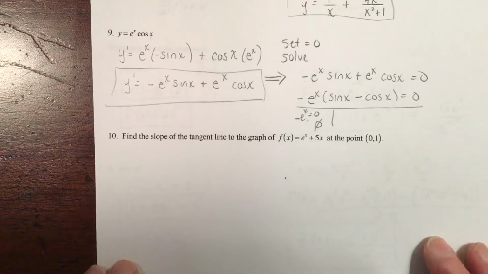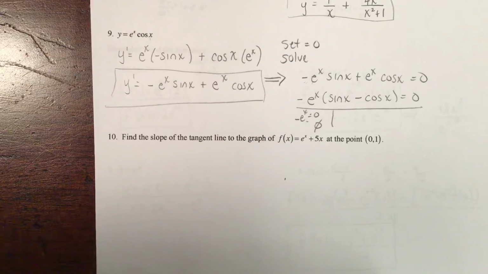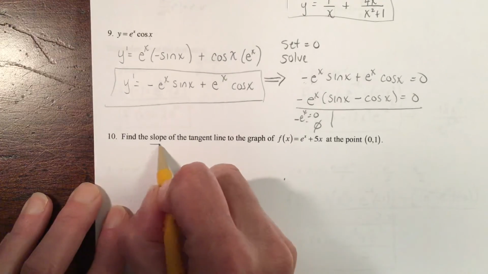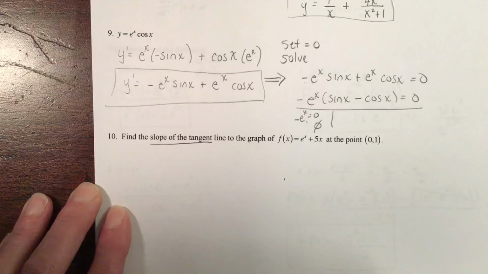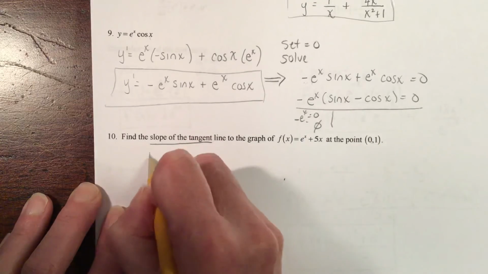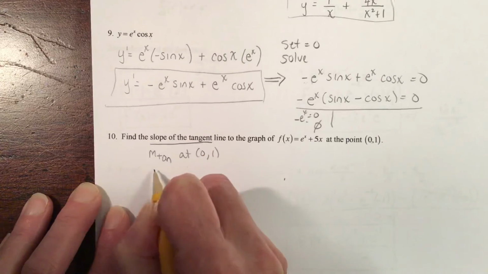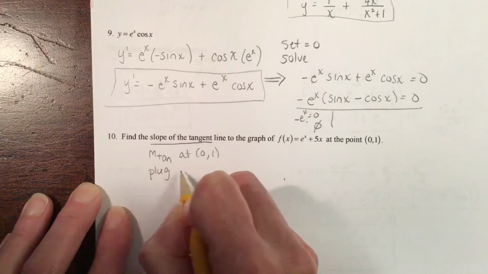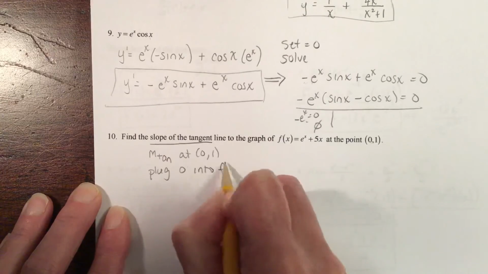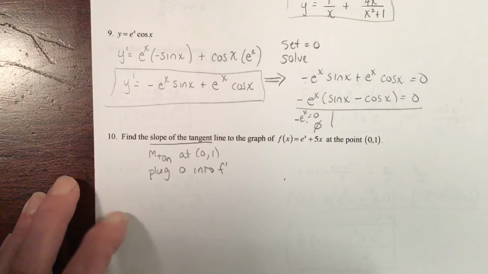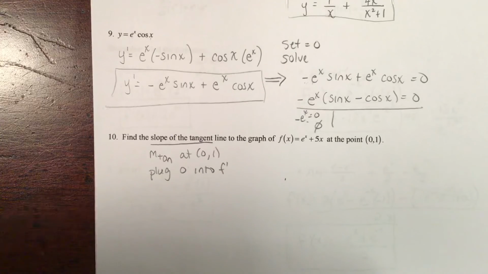Which brings us to our last problem today. Find the slope of the tangent line to the graph of f of x equals e to the x plus 5x at the point (0, 1). Slope of the tangent line means we have to do what? Slope of the tangent line at (0, 1) means we want to plug 0 into f prime. So now anything we already knew how to do, we can now include our derivative rules for exponential, log, and trig functions for that matter.